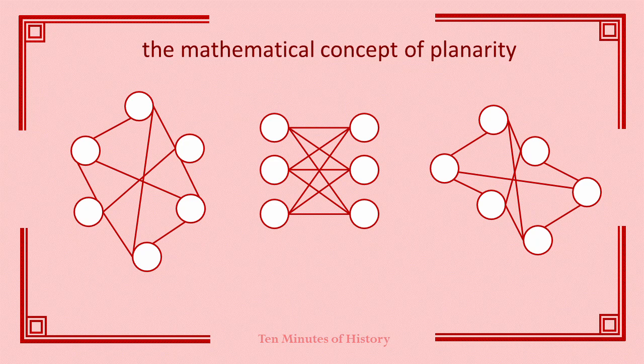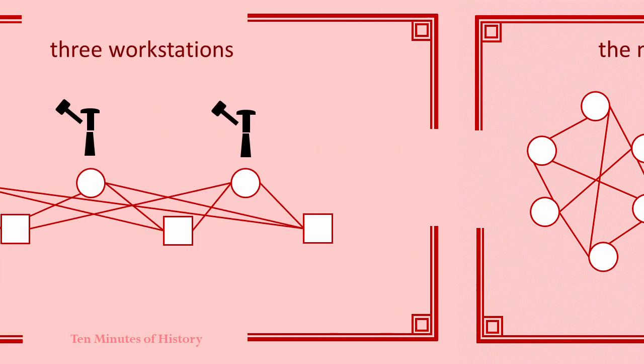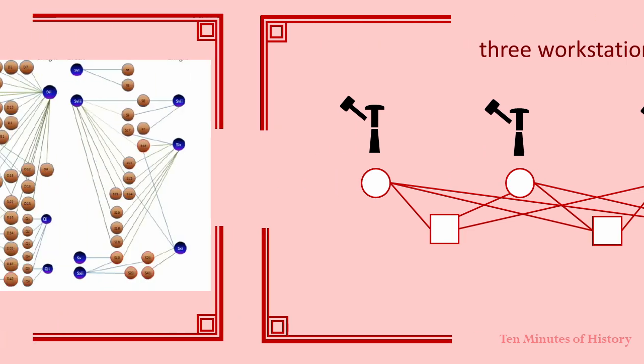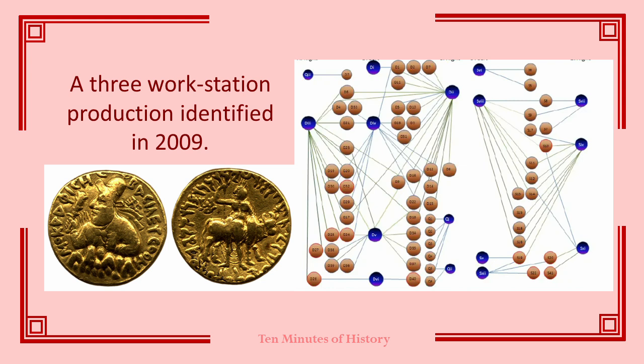In die studies, it is special because it's what, in theory, 3 workstations sharing a die box with 3 reverse dies would look like. Since it is possible to demonstrate formally that a graph is non-planar, it is therefore possible to demonstrate that a die chart represents a more intense production featuring 3 or more workstations. This was done for the first time in 2009 with coins minted in Afghanistan by the Kushan king Bhima Kadphizis, which showed that far from previous assumptions that the coins had been evenly distributed across his reign, they were in fact produced very sporadically and the vast majority were concentrated in a very short period of time.